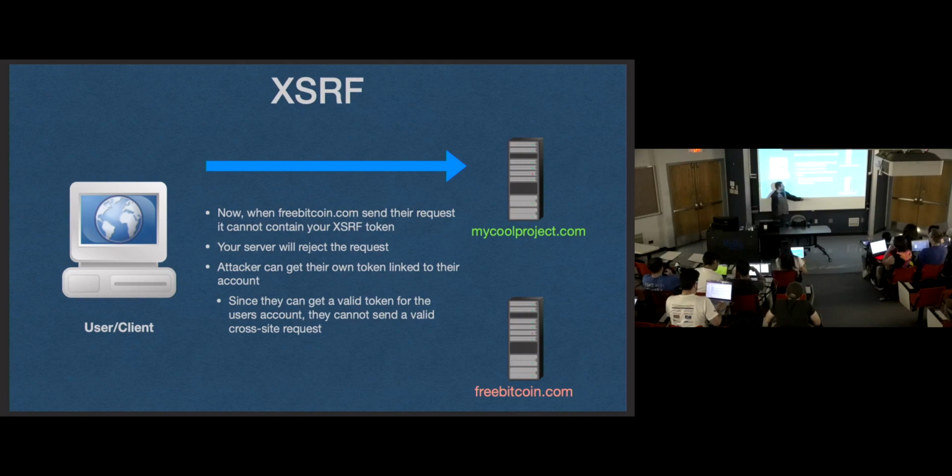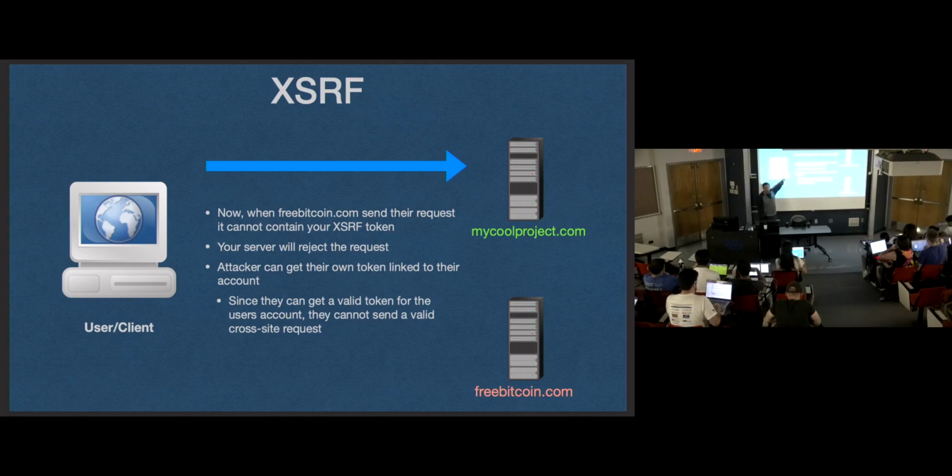Now they can get a valid cross-site request forgery token. They can go to mycoolproject.com and get a cross-site request forgery token, but it's going to be associated with their account. They can try to send an attack to mycoolproject.com on behalf of the user, but they can't read the response. So they can't get the token. They can't get a valid token that way either.